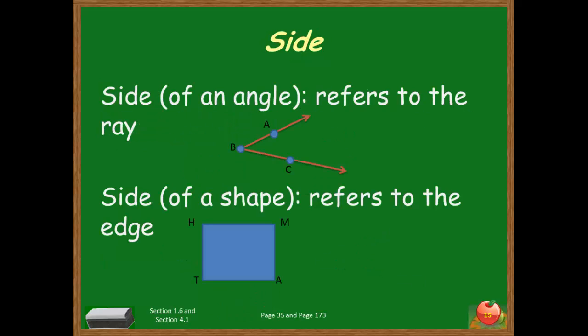Side. The side of an angle refers to the ray. This has side AB or side BC. They are indicated by the rays. The side of a shape refers to an edge. Side HM, side MA, side TA, and side HT. When you discuss sides, we would say side HM is the same as side MH. They are the same no matter which order you name them.